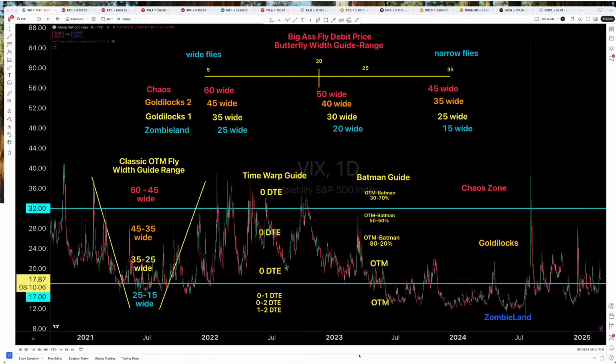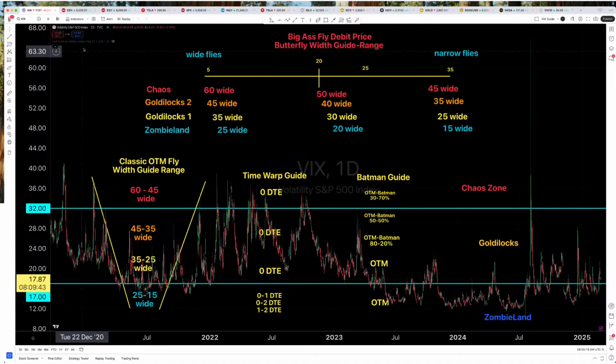And clear to see that something that's 19 or so is on the wider side of our range. So we'll be looking at 30 to 35 wide out of the money flies this morning. Yesterday we had a fantastic opportunity for a trade, and I'll talk about that in a moment.